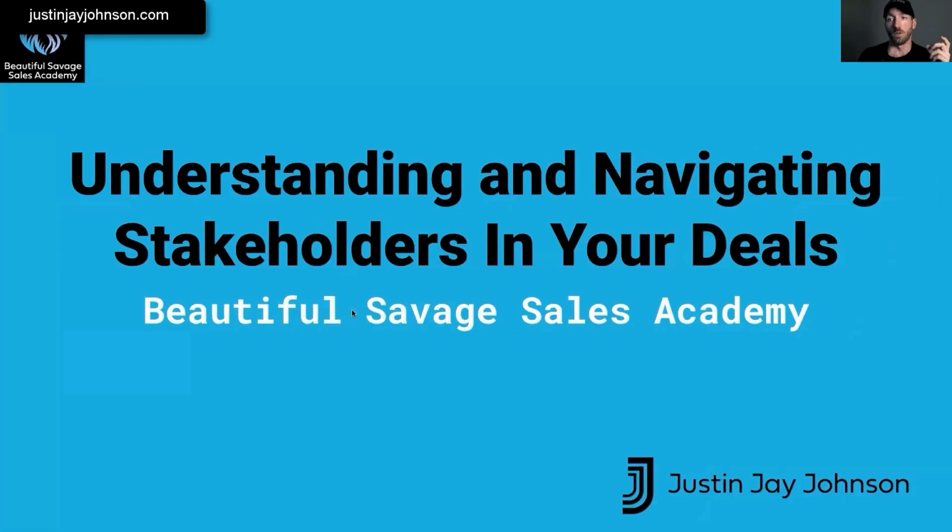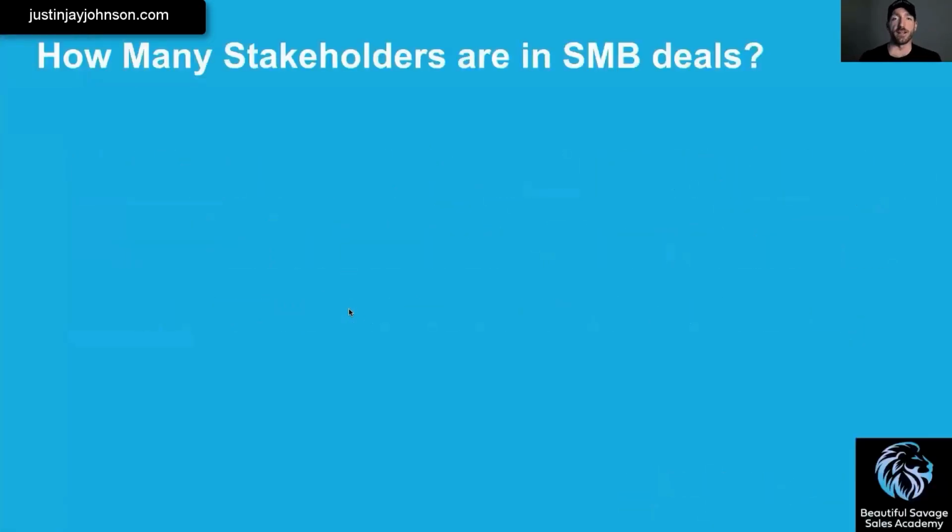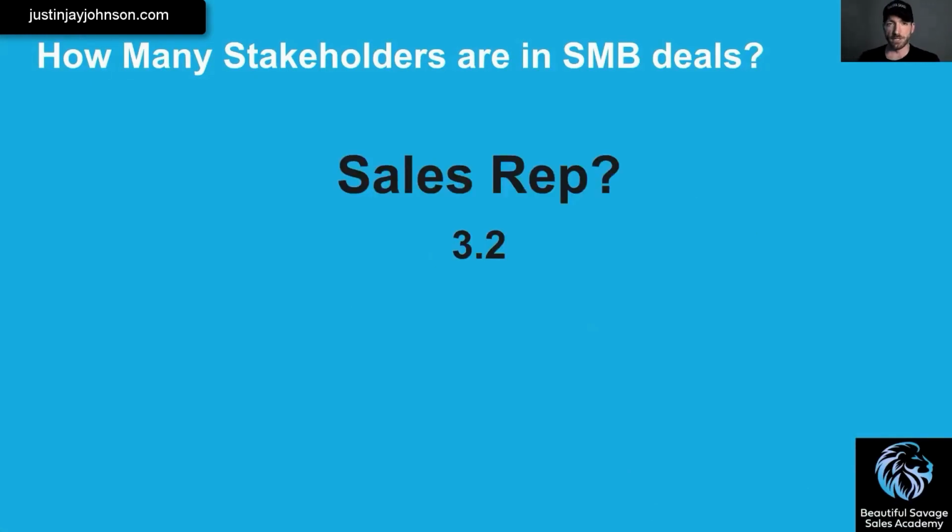When you think about this, there was a study done and they asked, how many stakeholders do you think are in SMB deals? And they asked reps. The average rep thought there are around 3 stakeholders in a deal. But the reality is there's double that. Think about that. Even if you're selling SMB, there could be 6 stakeholders in your deals.